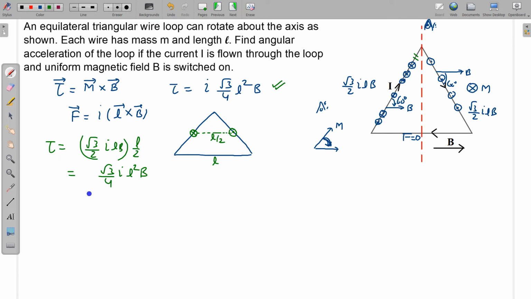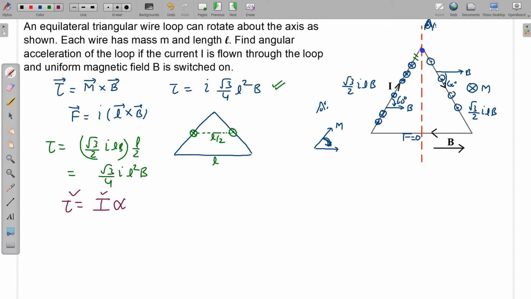Now for calculating angular acceleration, we have to use torque is equal to I into alpha, where I is the moment of inertia about the axis in the figure, and alpha is the angular acceleration. We know the torque, so we just have to calculate the moment of inertia of this loop. So what is the moment of inertia and how do we calculate it?